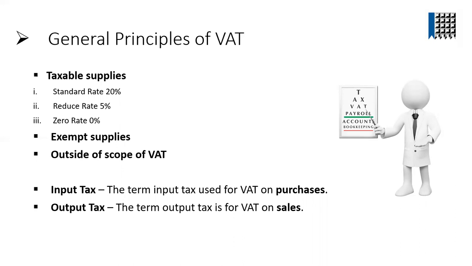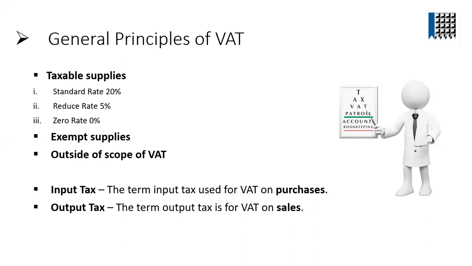VAT has three different types of supplies: taxable supplies, exempt supplies, and outside the scope of VAT. The taxable supply has three different rates. The standard rate: normally VAT registered businesses charge VAT on their sales at 20%, which is standard rate supply. Some businesses can charge a reduced rate, which is 5%, for example, the installation of energy-saving products. Zero-rated supplies: the amount of VAT on the supply is zero, but it is still a taxable supply for two reasons. One is to determine VAT registration, and second, all the related input tax is recoverable.